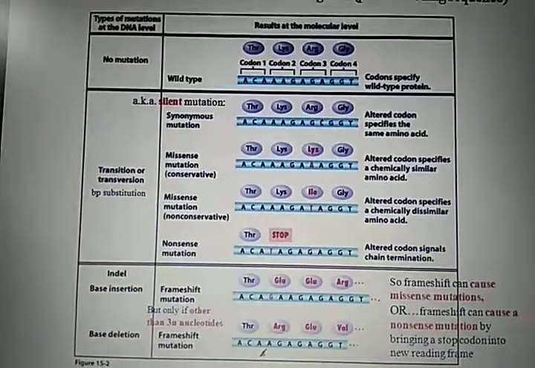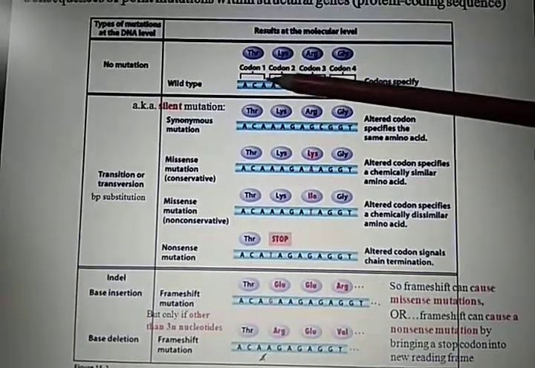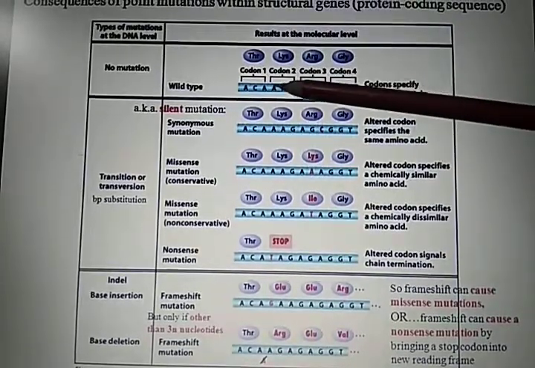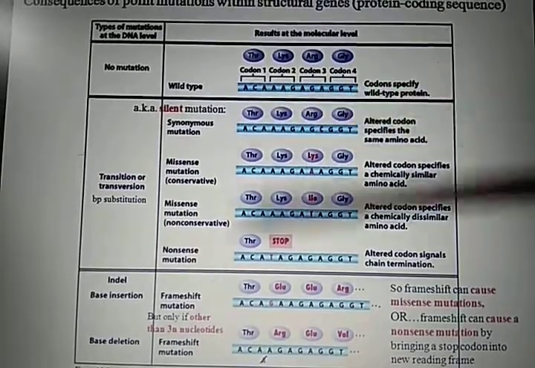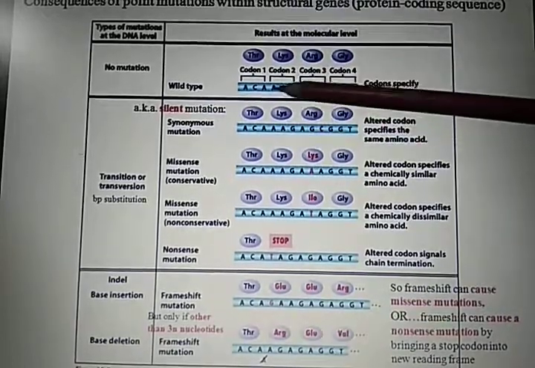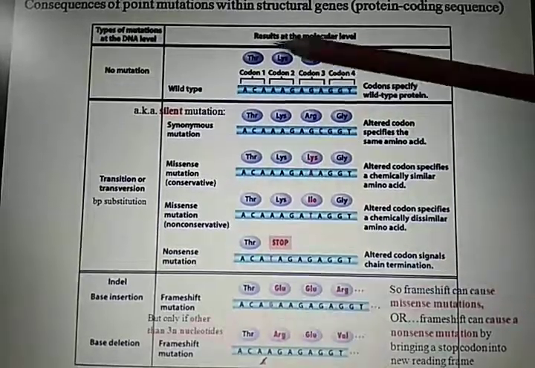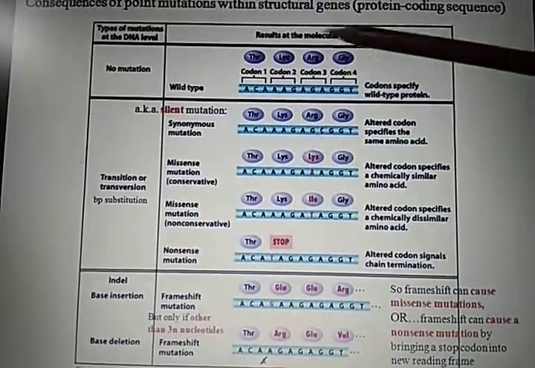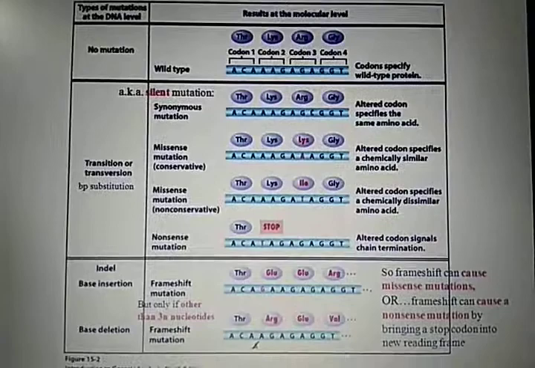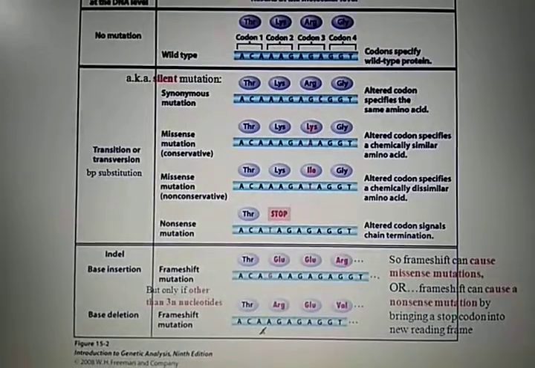Frame shift mutation can also occur due to deletion as well. For example, see here, ACA is the first codon, AAG is the second codon. Consider that the A of the second codon gets deleted. Then what will happen? The first one remains unaltered, and the second one becomes AGA, since this one is deleted. Then how will you read the triplet? AGA, and AGA will code for arginine. So the phenotypic character or the gene expression gets altered. So this is known as frame shift mutation. So frame shift mutation can occur by insertion and deletion as well.